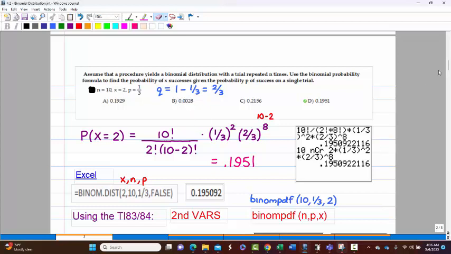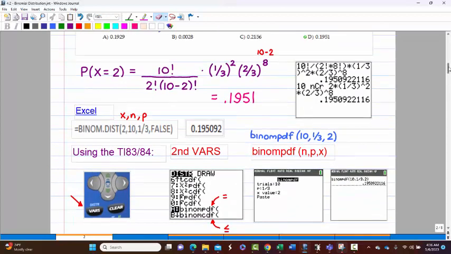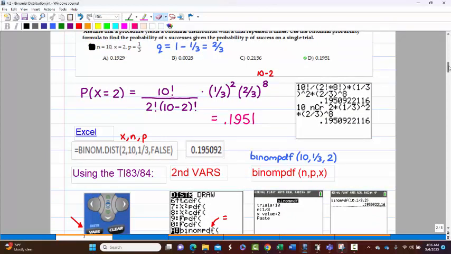However, in either Excel or the calculator, you don't have to tell it Q, you just have to tell it P, because it will just do the 1 minus P internally in the formula. So you only have to enter the X, N, and P. So I'm going to do it for this one.